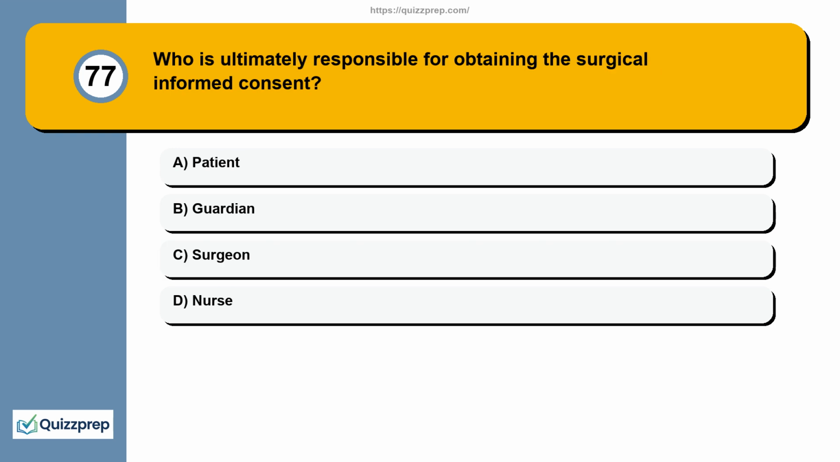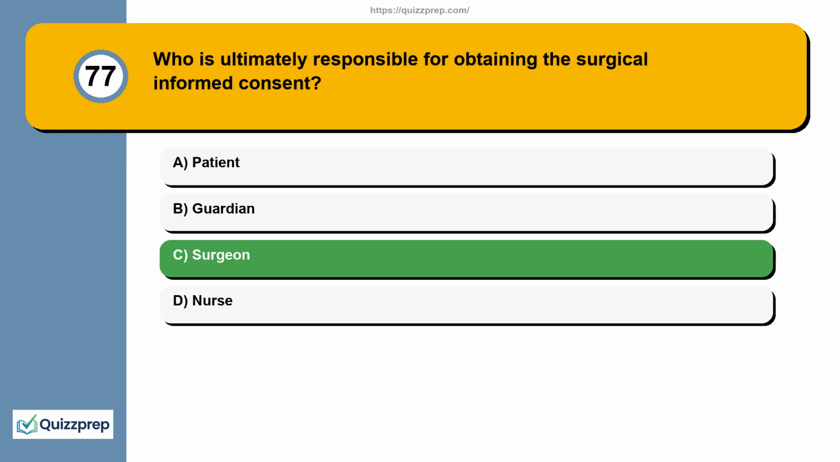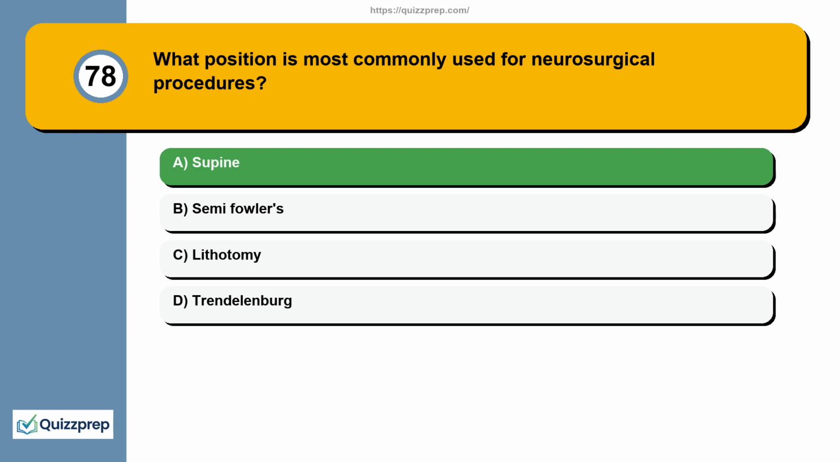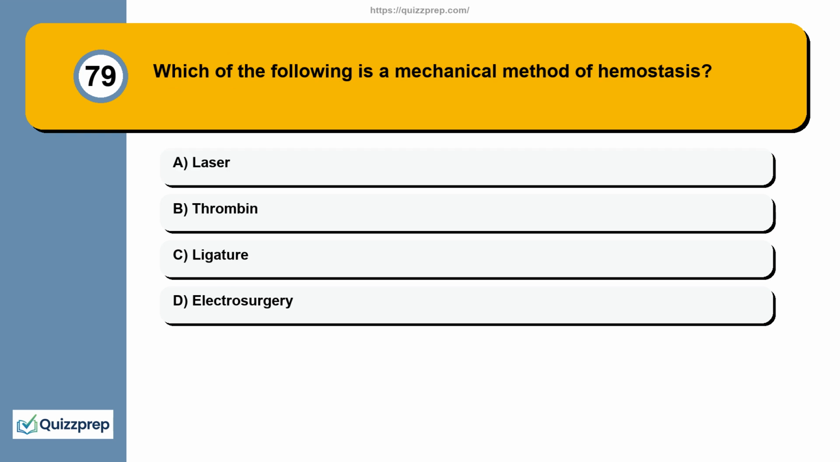Question 77. Who is ultimately responsible for obtaining the surgical informed consent? Option A, patient. Option B, guardian. Option C, surgeon. Option D, nurse. The correct answer is option C, surgeon. Question 78. What position is most commonly used for neurosurgical procedures? Option A, supine. Option B, semi-Fowler's. Option C, lithotomy. Option D, Trendelenburg. The correct answer is option A, supine.